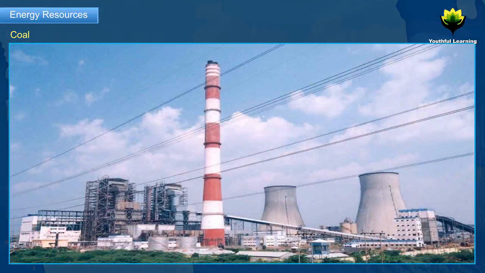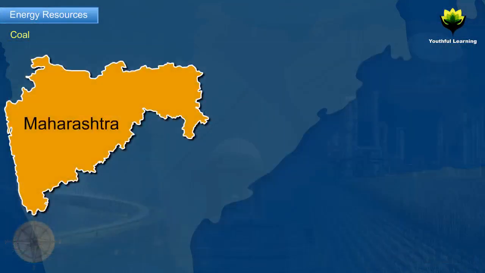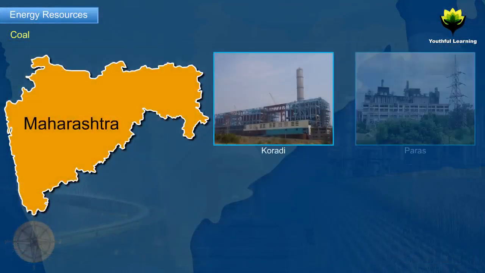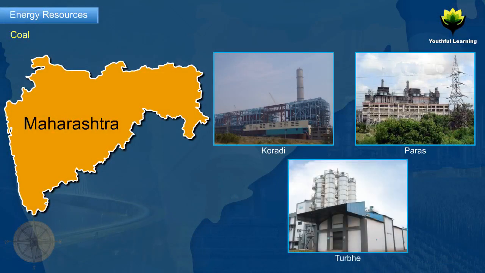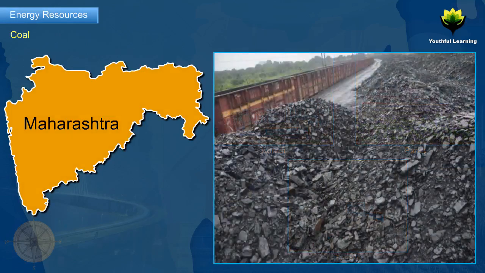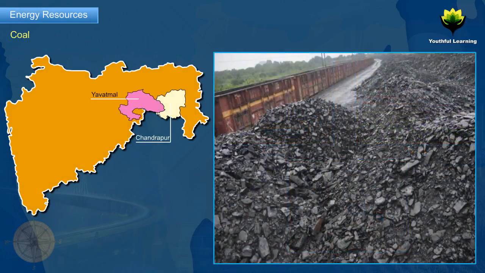Few thermal power stations in the state are Koradi, Paras, Turbhe. In the state, coal mines are found in Chandrapur, Yavatmal, and Nagpur districts.